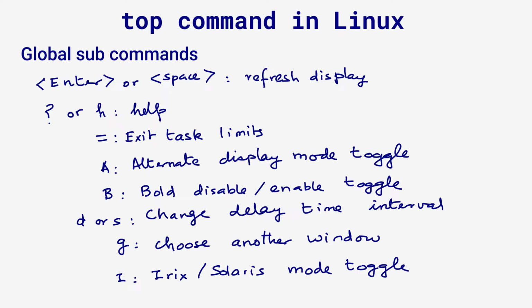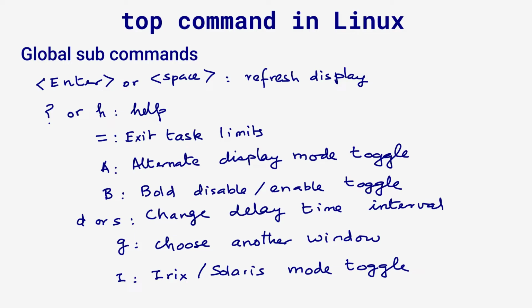D and S changes the delay interval timing in seconds. When you enter D or S, you are prompted to enter the number of seconds in the message area, and that becomes the time interval between refresh of top output. By default, the delay interval is 3 seconds. If you want to find the current value of the delay interval, just enter lowercase h for help. In the help screen, the current value of delay interval is given on the second line.